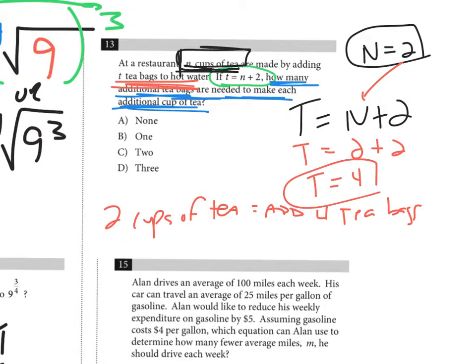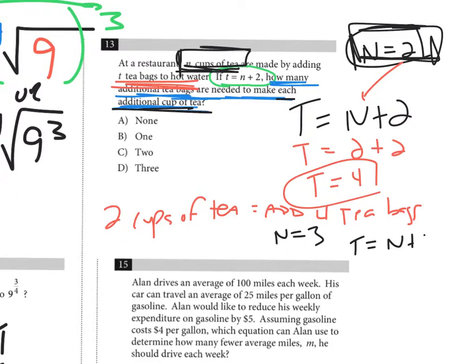So we're talking about each additional cup of tea. I pretended that n was 2. Let's say n is 3. Let's say they're making 3 cups of tea. Then t is going to be equal to n plus 2, or t is going to be equal to 3 plus 2, or t is going to be 5.